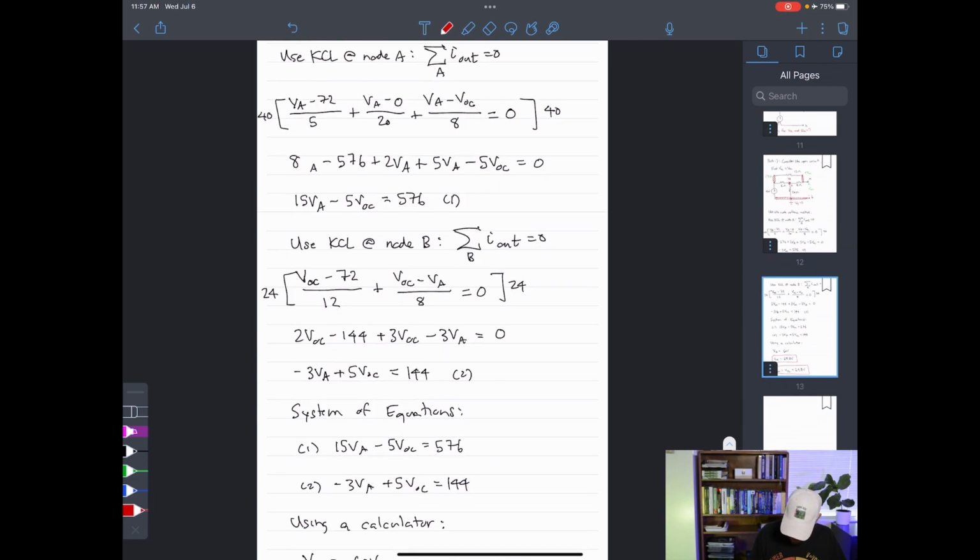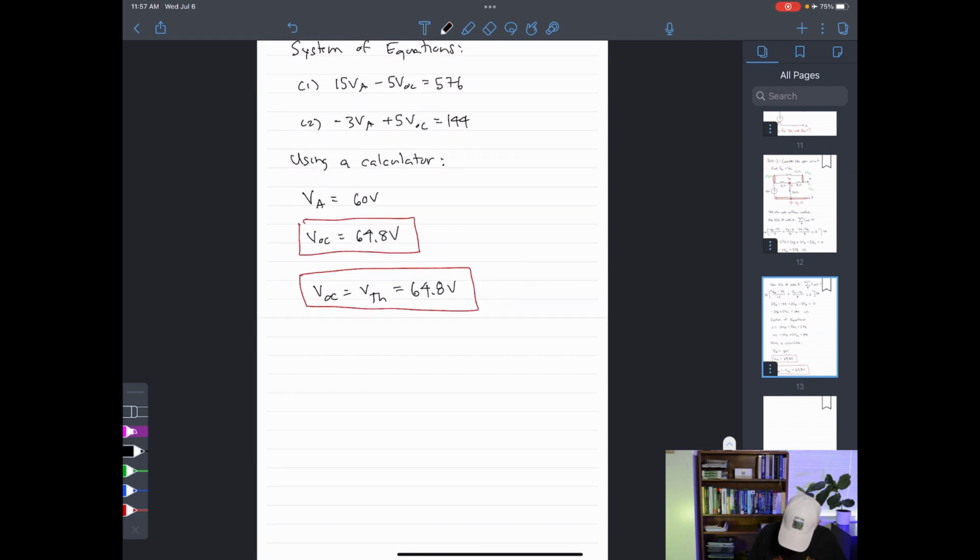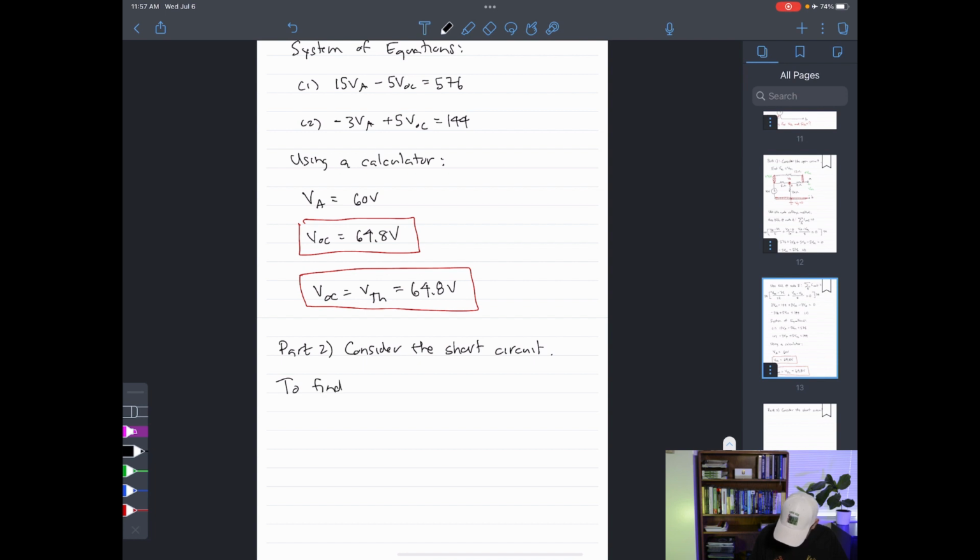Now we're going to consider the second circuit. So this is going to be for part 2. We're actually going to consider the short circuit. And this is going to allow us to find the short circuit current. And we then know that our Thevenin resistance is the open circuit voltage that we found before divided by the short circuit current. This will allow us to find the second piece of the puzzle. We'll be good to go with that.